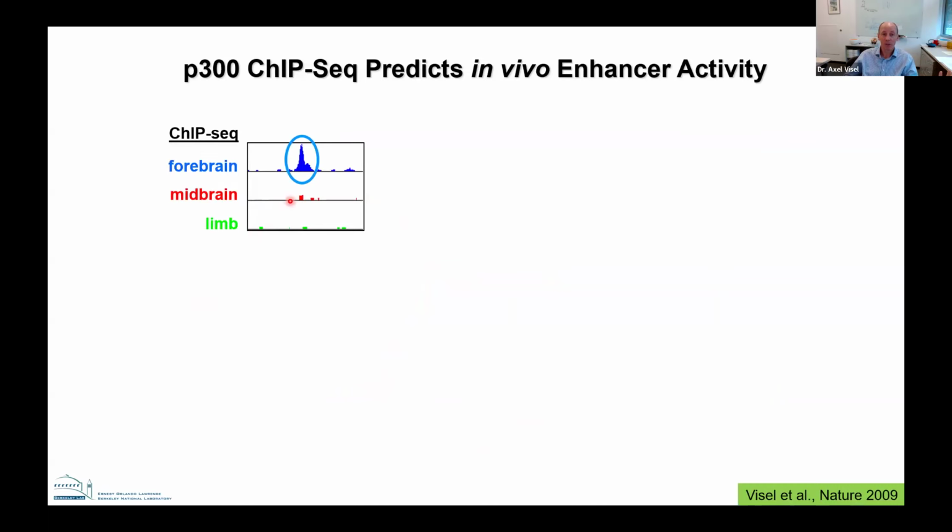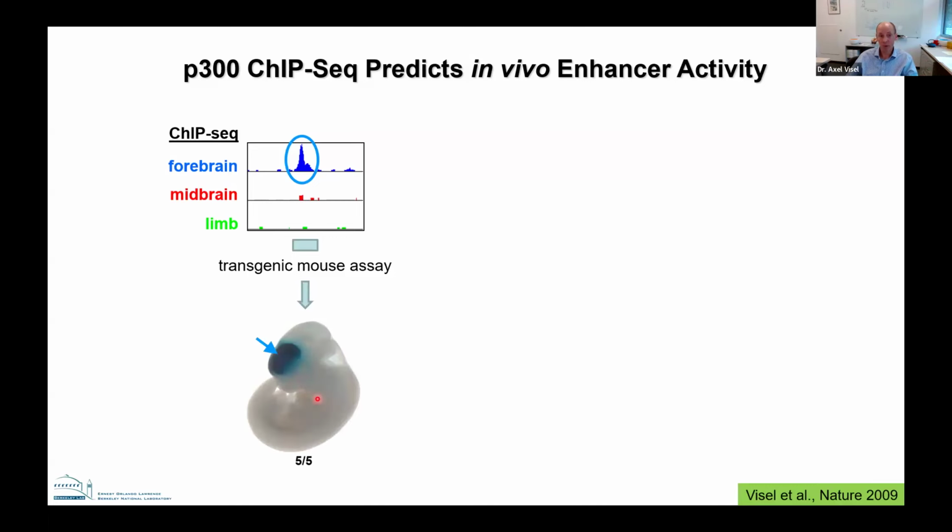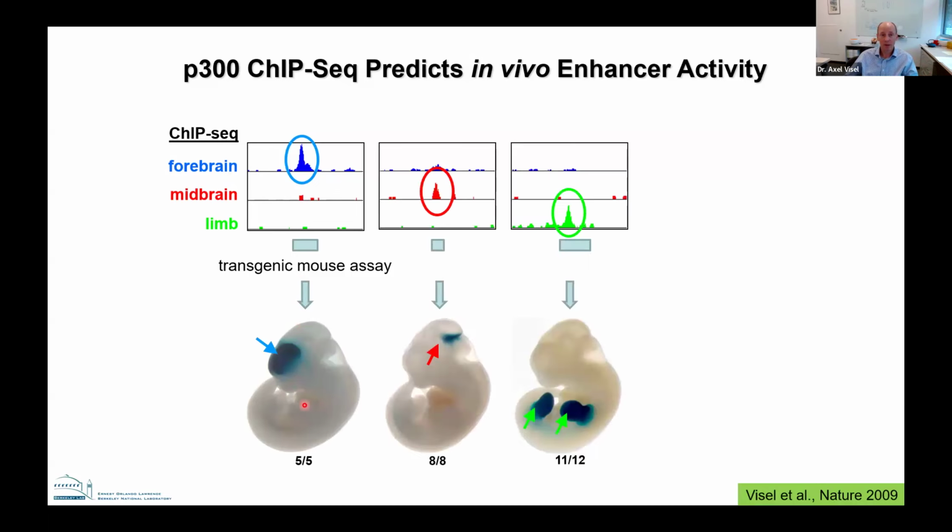So we can, for example, take this region of the mouse genome that showed us a nice P300 peak in the forebrain, but not in midbrain and limb. We clone it, we put it in a mouse, and it turns out this is a highly reproducible forebrain enhancer. Two more examples. Here's a midbrain peak that corresponds to a midbrain enhancer, a limb peak corresponding to a limb enhancer.